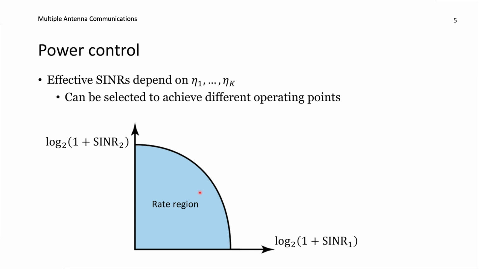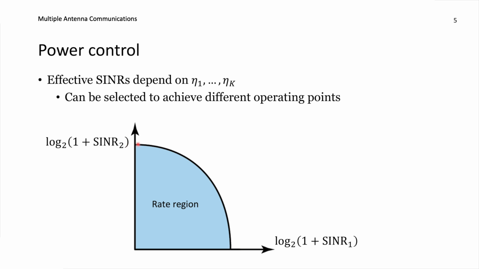Where we are ending up in this region depends on our selection of these power control coefficients, eta_1 to eta_K. So by selecting them in different ways, we can end up inside the region or at different points on the boundary here. And it is at the boundary where we would like to operate the system. And then we are at least operating it efficiently, but then we can trade off between whether we would like user 1 or user 2 to get the highest rate.